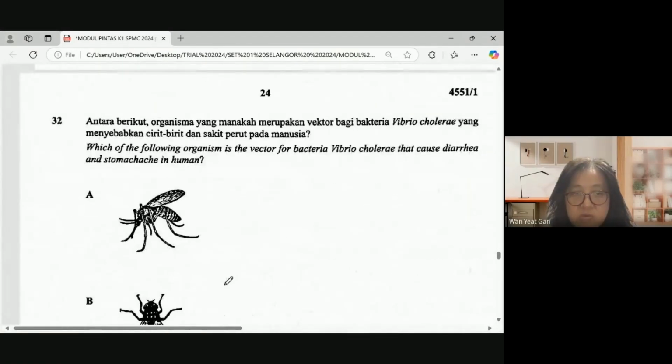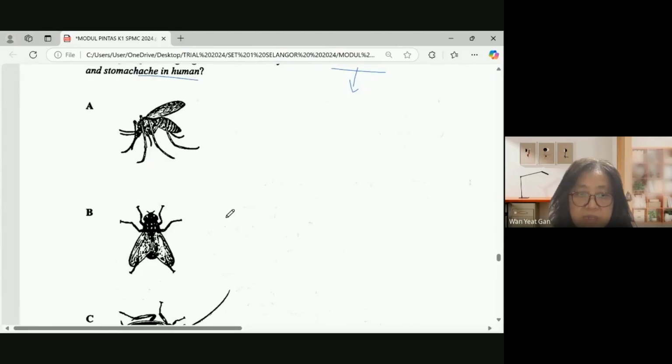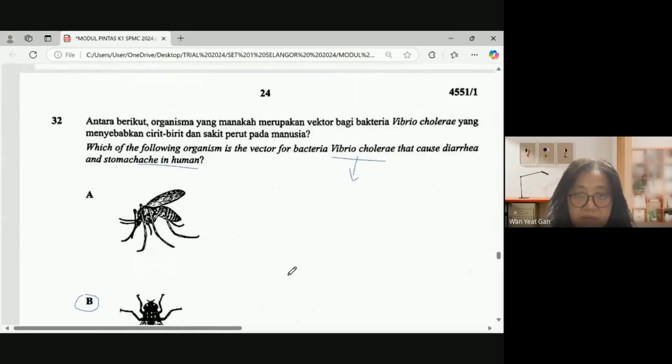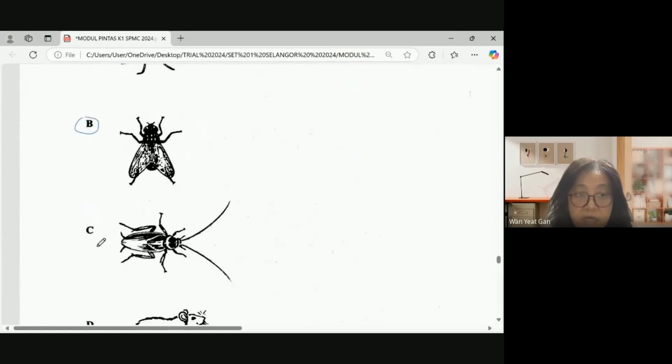Question 32. Which of the following organisms is the vector for the bacteria Vibrio cholerae that causes diarrhea and stomach ache in human? Vibrio cholerae causes cholera that results in diarrhea and stomach ache. Vibrio cholerae is transmitted by the vector flies. Okay, fly is the vector that transmits Vibrio cholerae. Okay, so the answer is B.